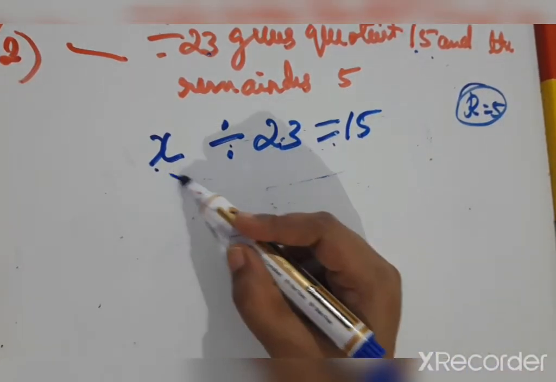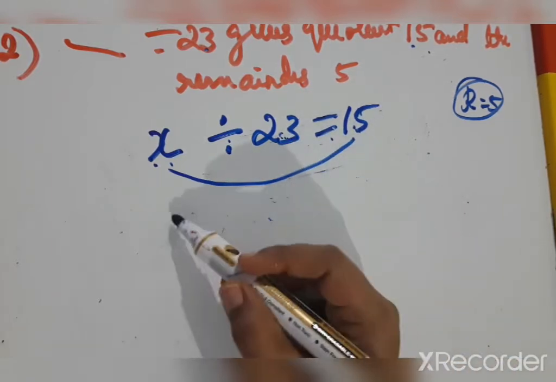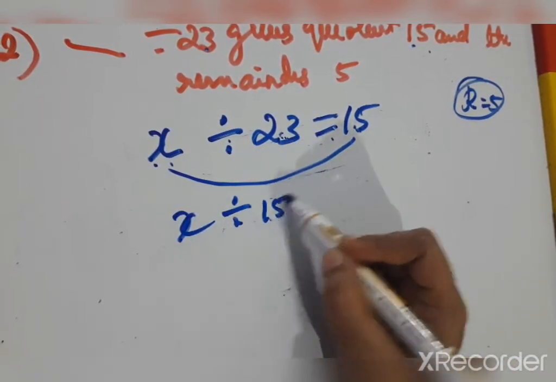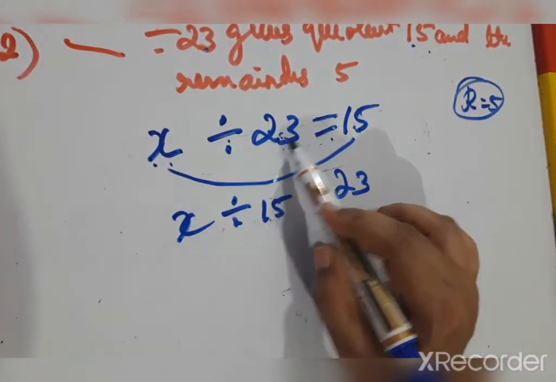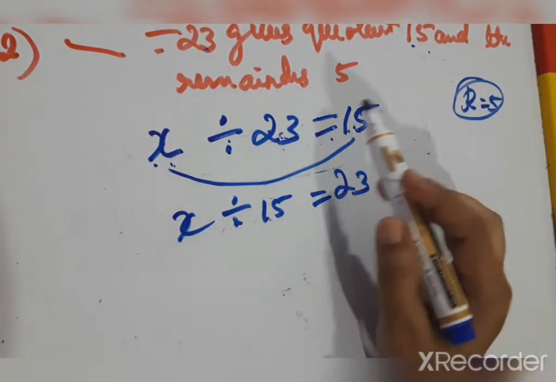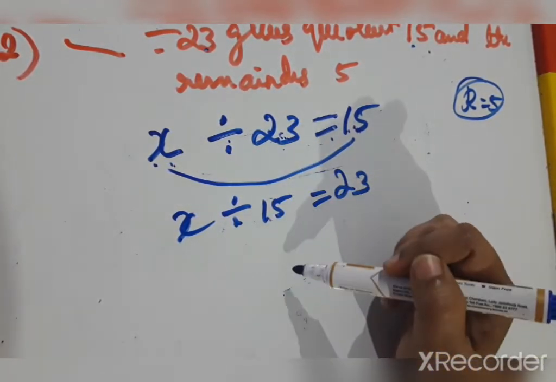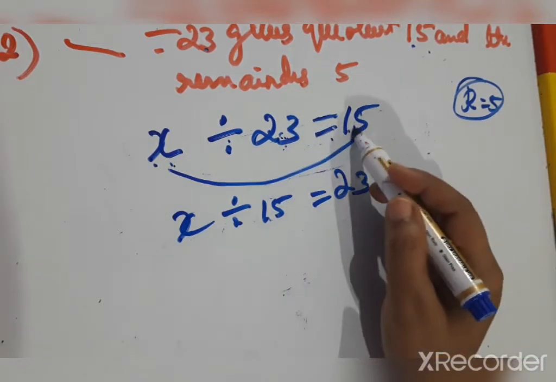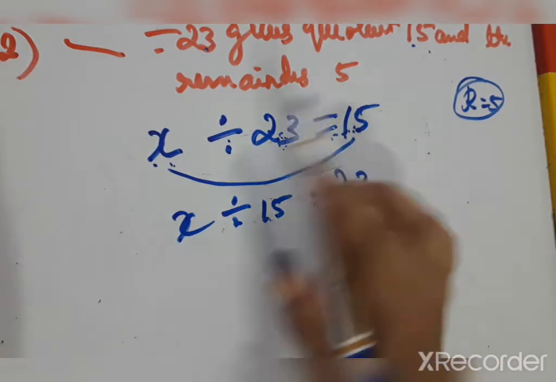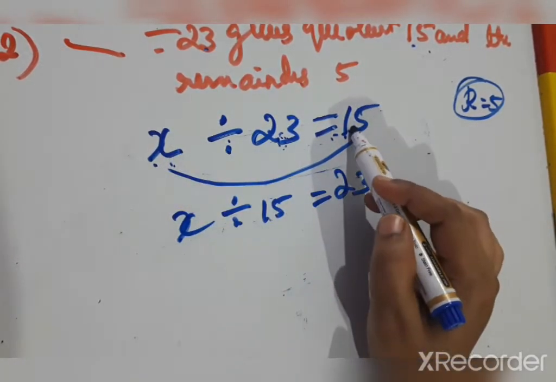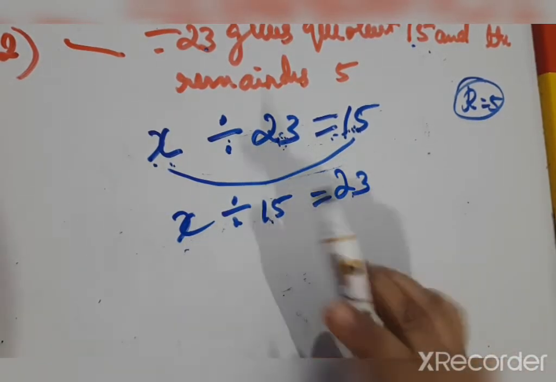Now according to the property, x divided by 15 equals 23. We can write this type also: x divided by 23 equals 15, or x divided by 15 equals 23. 3 types we can write. Or 23 into 15 equals x, these two numbers we can multiply. Any 3 ways we can write.